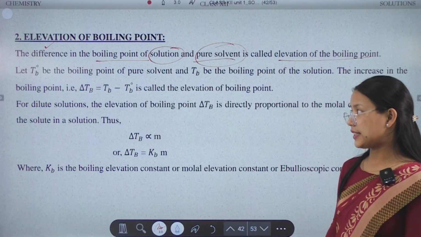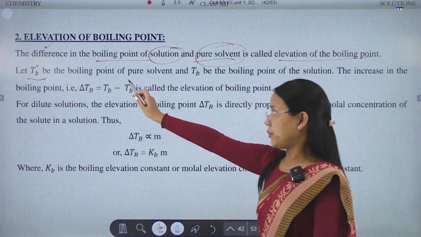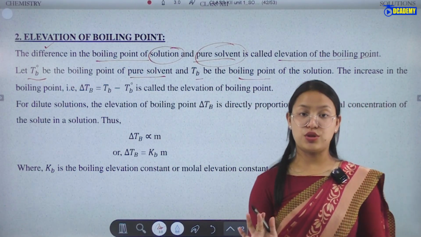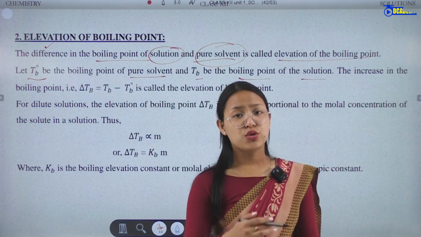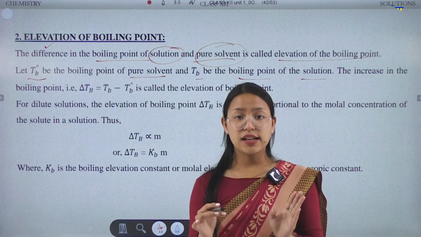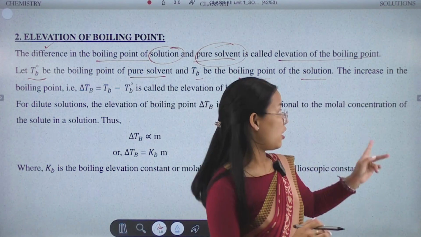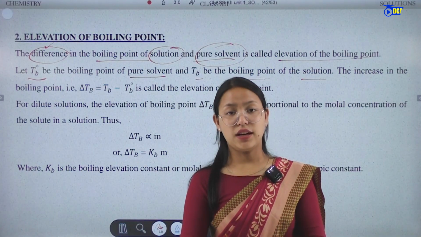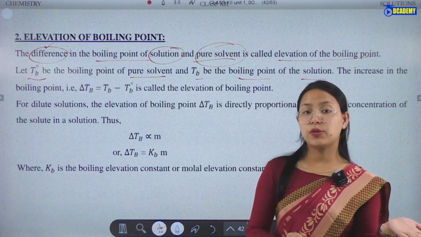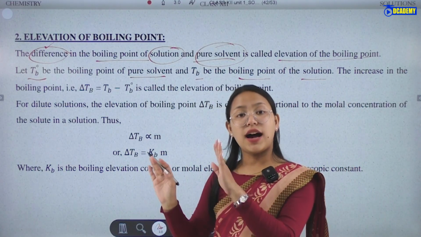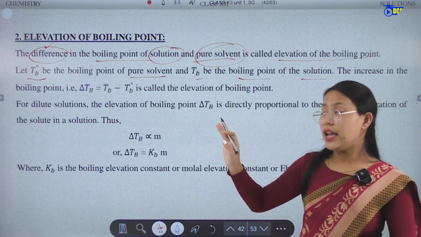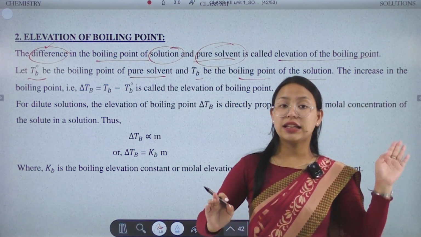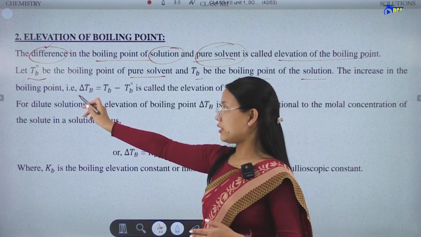Let TB naught be the boiling point of the pure solvent, and TB be the boiling point of the solution. Then the boiling point increases. The increase in the boiling point is the difference. Unlike the relative lowering of vapor pressure, in this case the elevation is an increase. That's why the increase in the boiling point is denoted by delta TB.